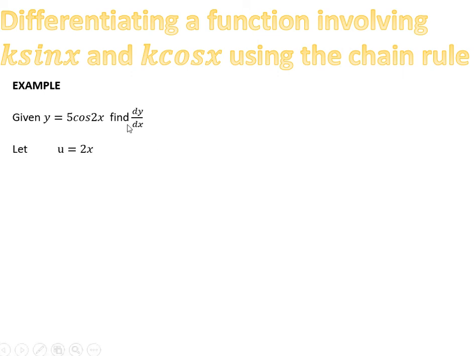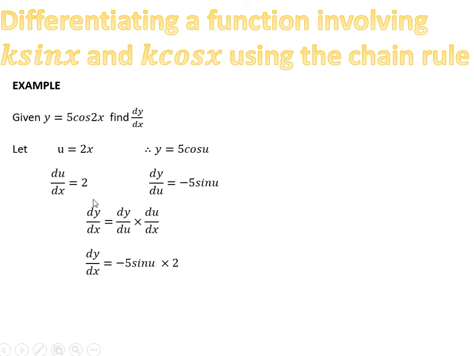Okay, so we're going to let u equal our initial function, so the 2x, in which case y would equal 5 cos u. Okay, we're going to differentiate each one. So 2x differentiated is just 2. 5 cos u differentiated is minus 5 sine u. Okay, remember you got your formula sheet for that. In which case dy by dx is those two times together, which is just minus 10 sine u. And all we need to remember at the end is to replace our u with 2x.